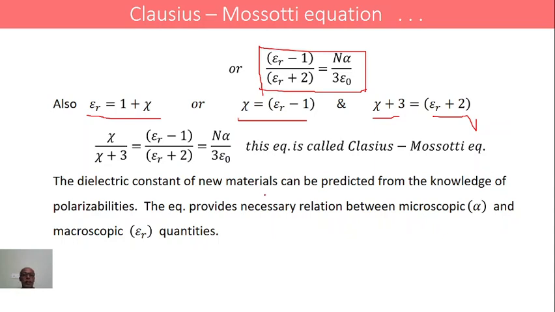The dielectric constant of any material can be predicted by knowing the polarizabilities of those materials. This is about the Clausius-Mossotti equation, which gives a relation between the polarizability and epsilon r, that is the dielectric constant.